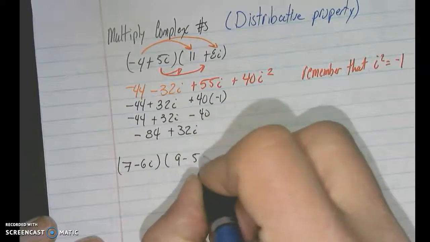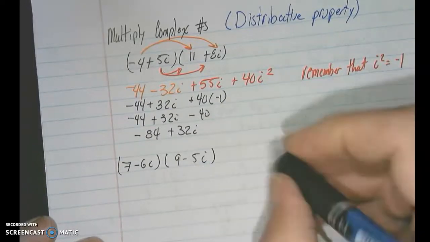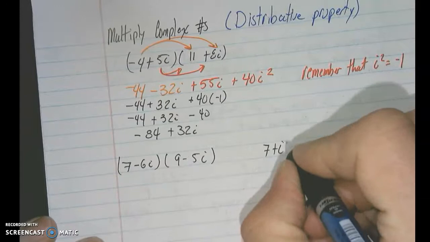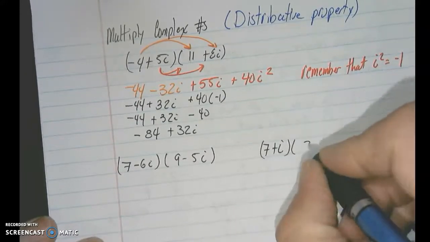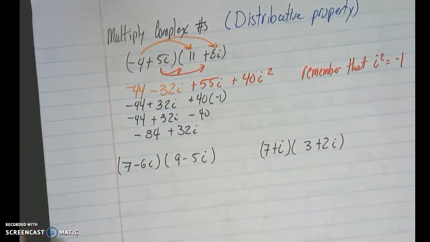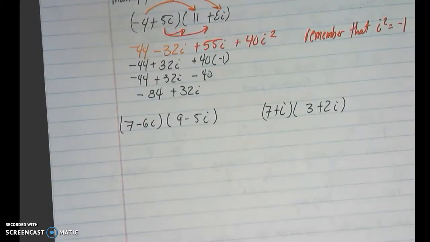Okay. All right, so let's do 7 minus 6i, 9 minus 5i, and then let's do 7 plus i, and 3 plus 2i. Okay, let's pause that there.